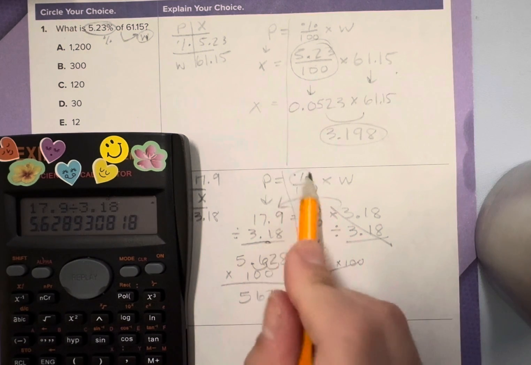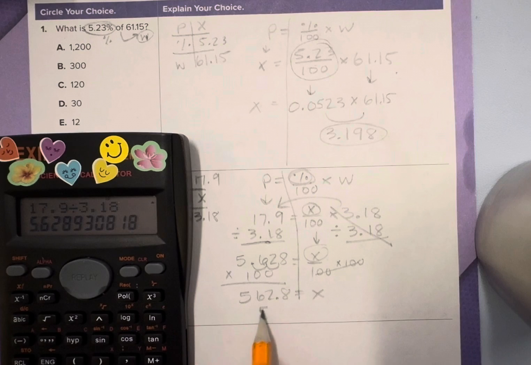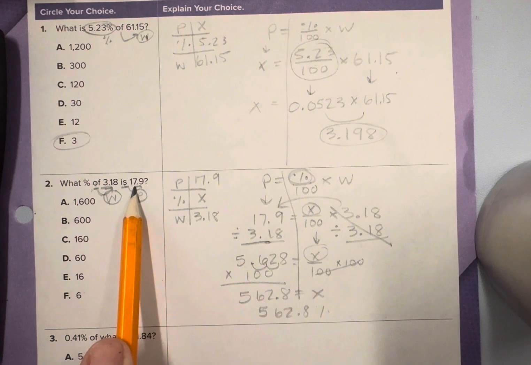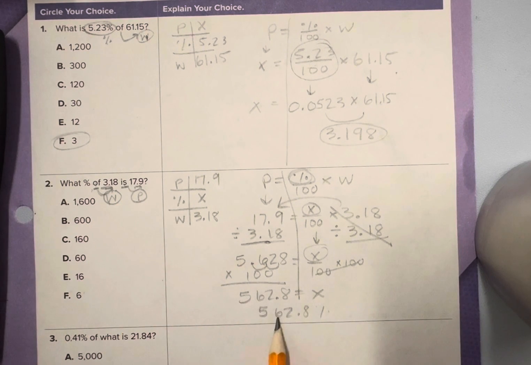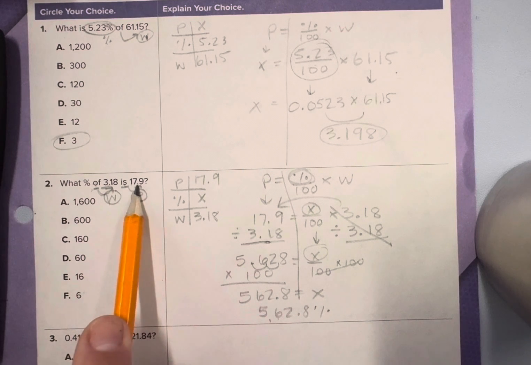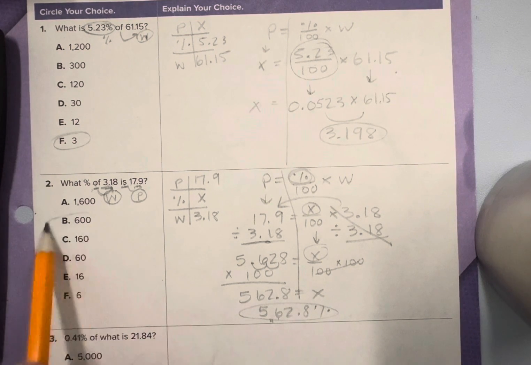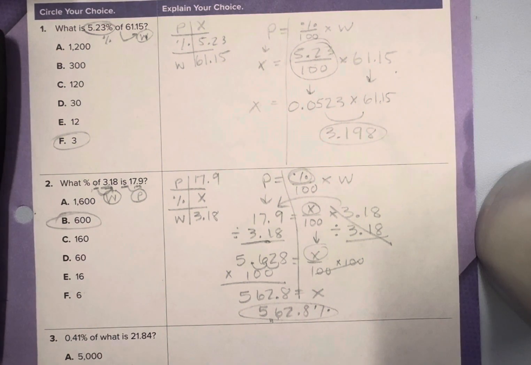Remember, we were solving for a percent. We did not know the percent. So that means that 17.9 is 562.8% of 3.18. And that makes sense because it's like 5 times bigger. 17.9 is about 5 times bigger than 3.18. Choosing the best answer, 562.8, obviously 600 here would be the best answer.